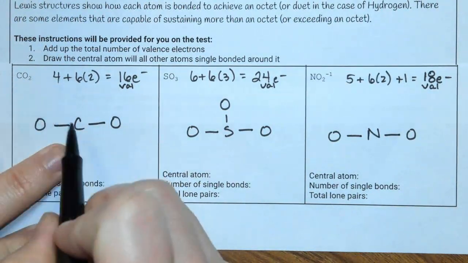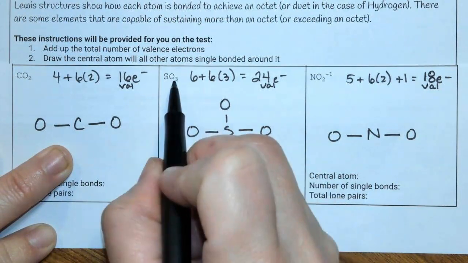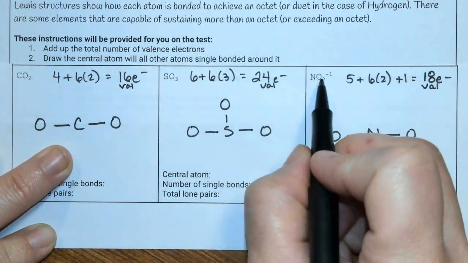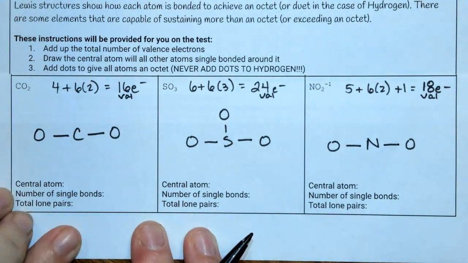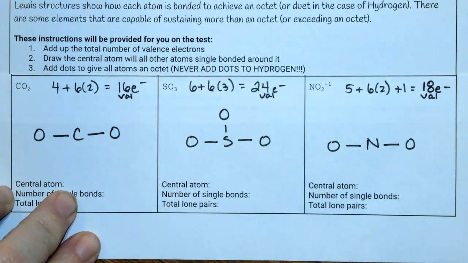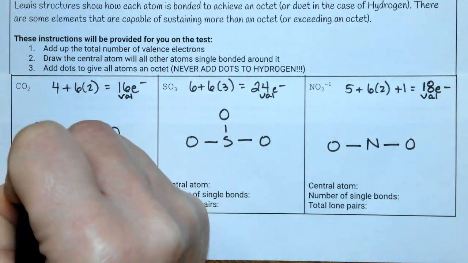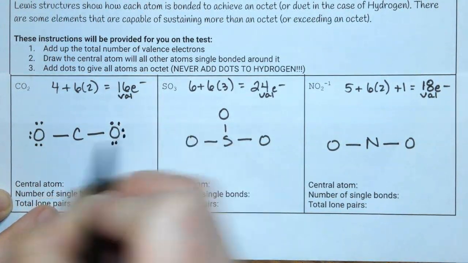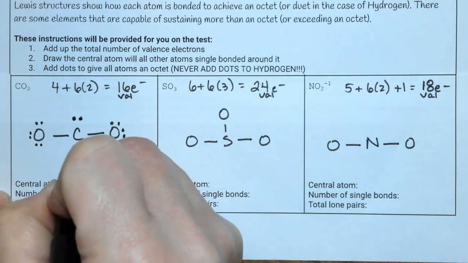So carbon's in the center, and then we have 2 oxygens, single bonded on both sides. Sulfur in the center, 3 oxygens, 1, 2, 3. And then nitrogen in the center and 2 oxygens, 1, 2 around it. Next step is to add dots to everything to give them octets except for hydrogens. So here, my oxygen has 2, 4, 6, 8, 2, 4, 6, 8. The carbon has 2, 4. We need 6 and 8.